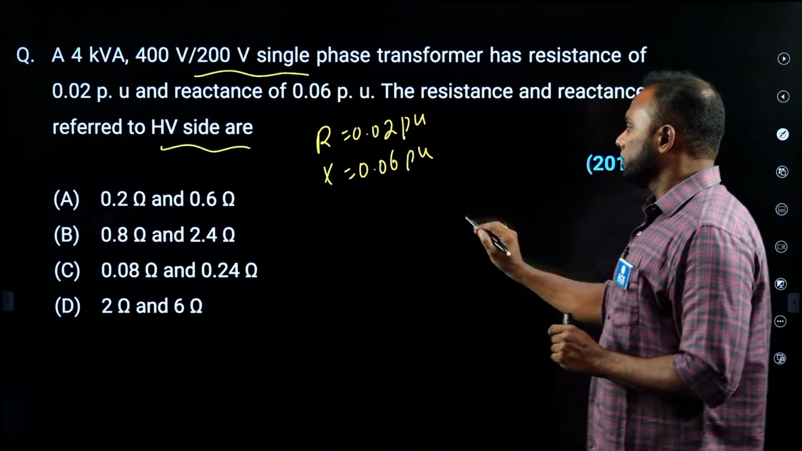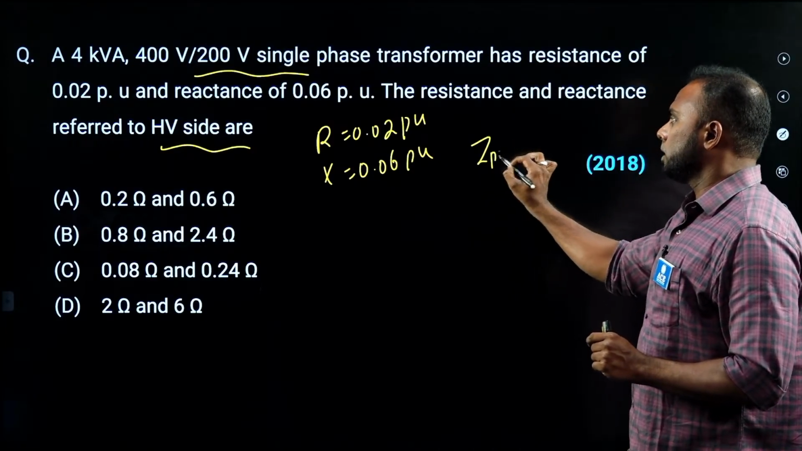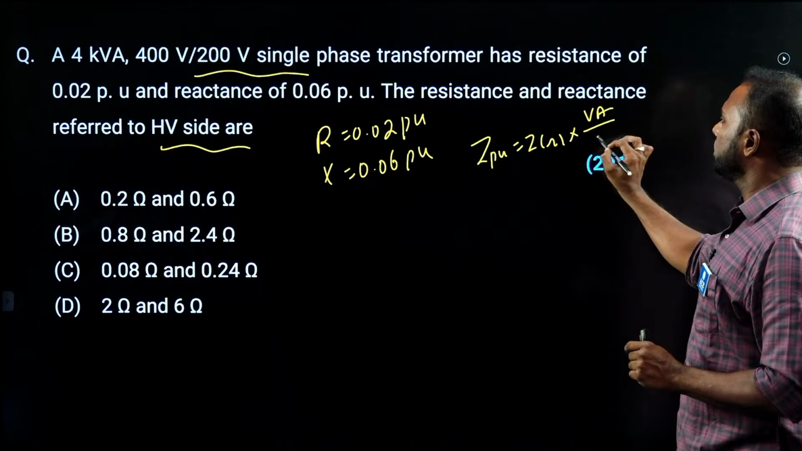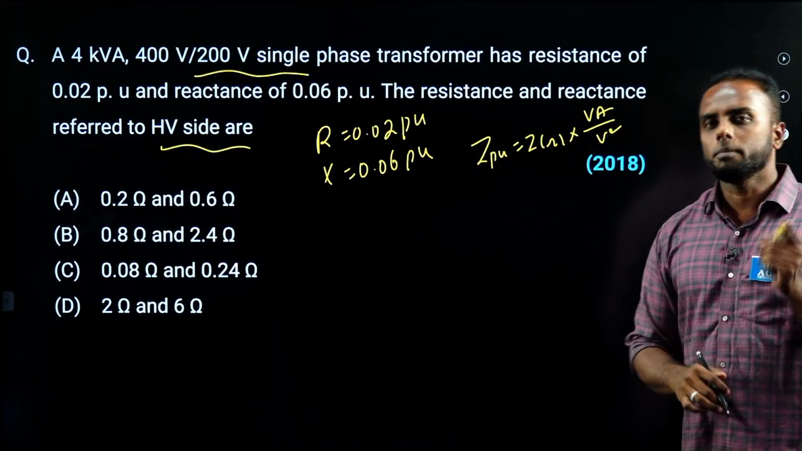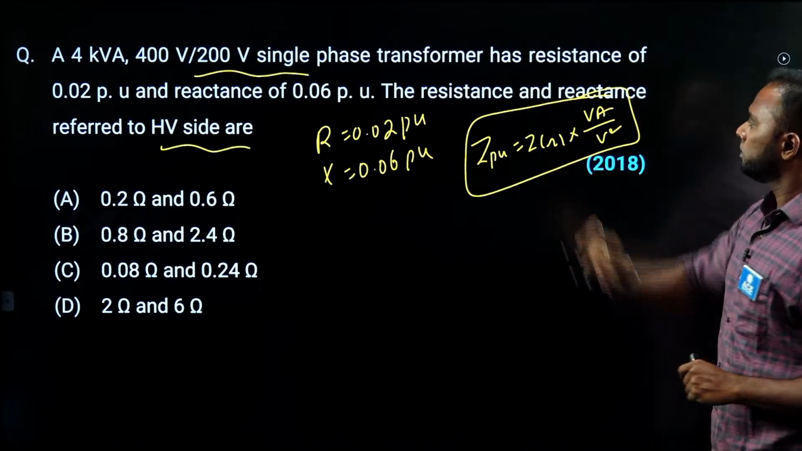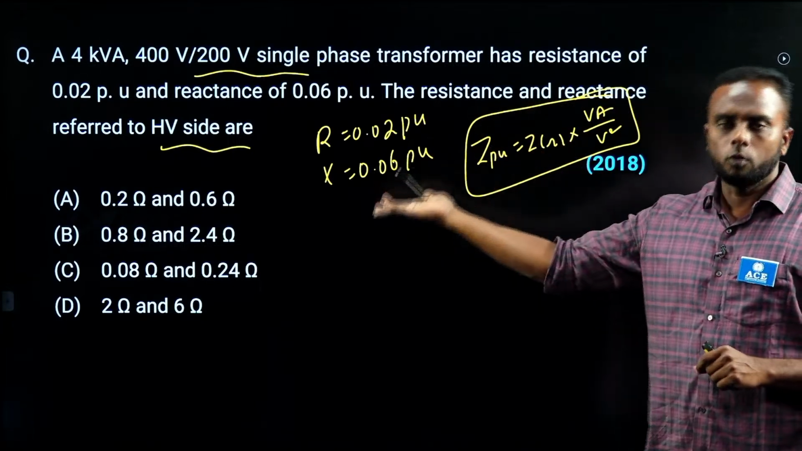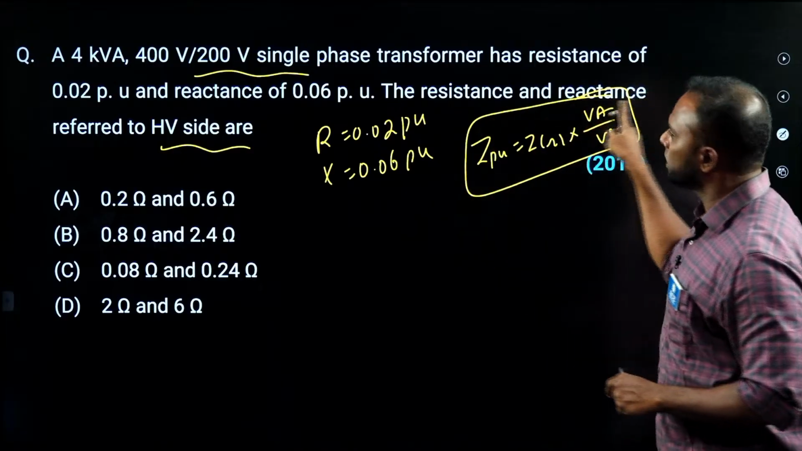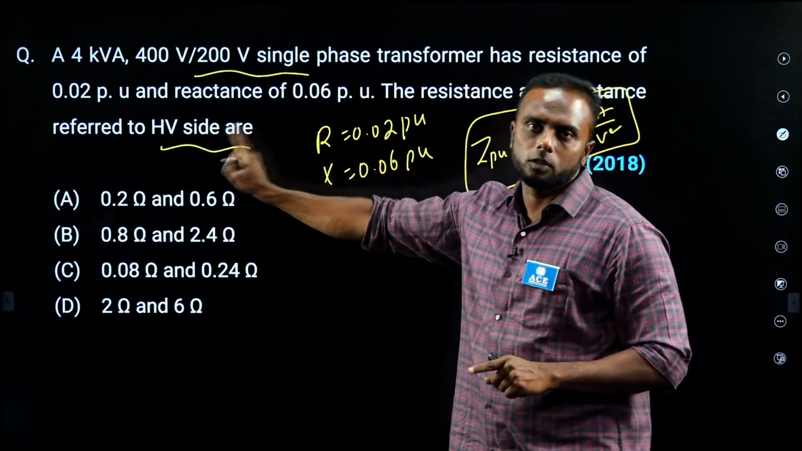The formula for per unit impedance is equal to Z in ohms into volt ampere divided by voltage square. Now use this relation to find the ohmic impedance from the per unit impedance. So we need resistance and reactance with respect to which side? HV side required, refer to HV side.